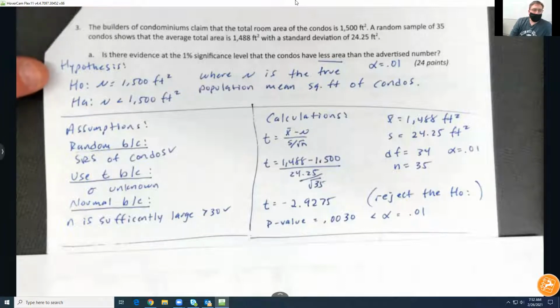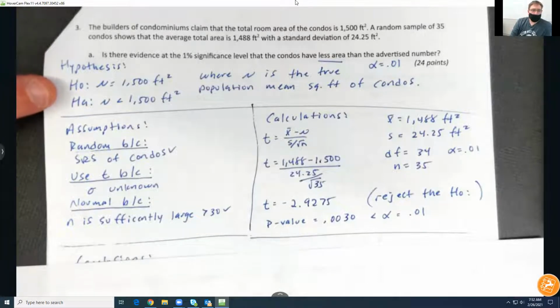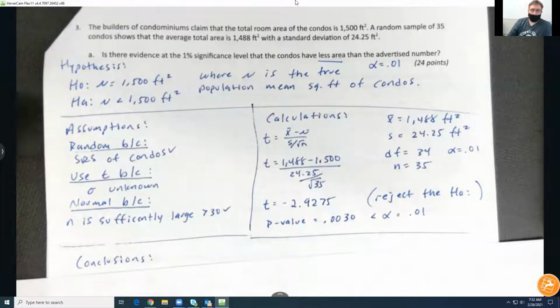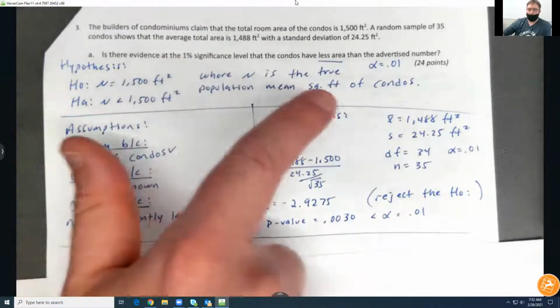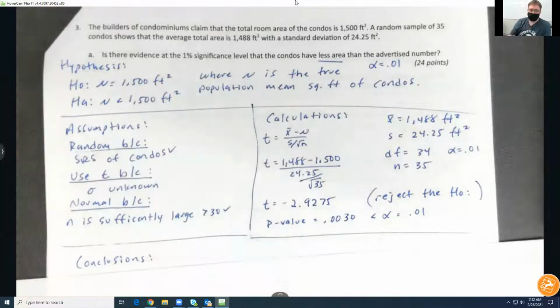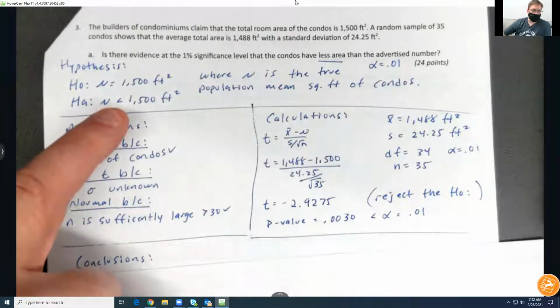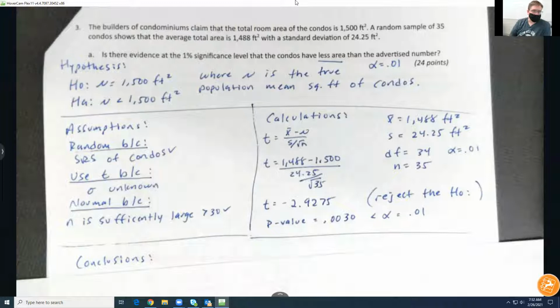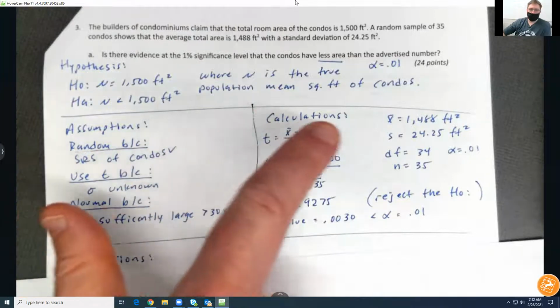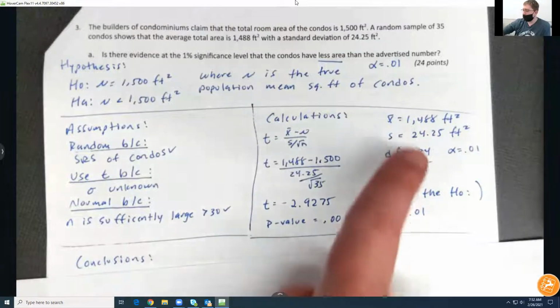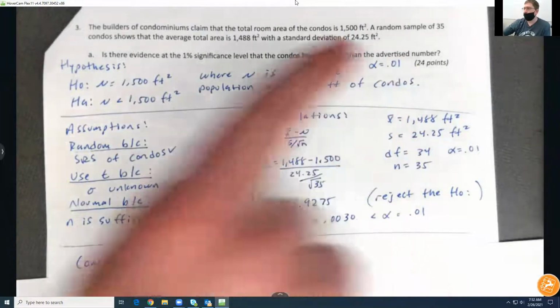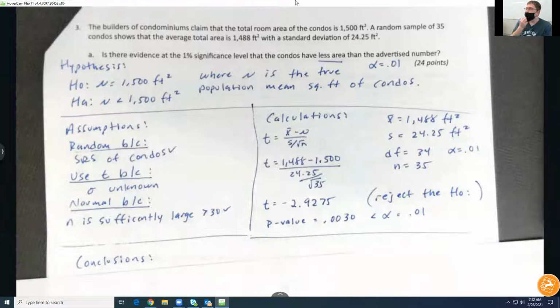So you got to write out your hypothesis. We have our original, that it's 1,500, or our alternative. In this case, we're looking for, is there proof at 1% alpha that we have less than the advertised number? So alternatively, it should be averages less than 1,500 feet squared. Define your average. U is the true population mean square footage of condos. And then I write up here in my little corner, alpha equals 0.01. So I don't forget later, because I'll get busy doing my steps and then think it's 0.05.